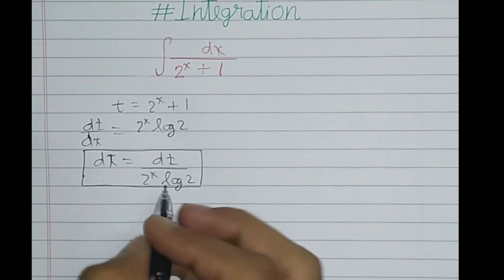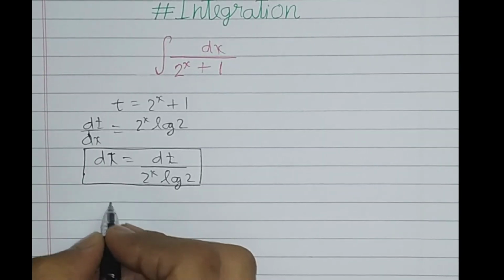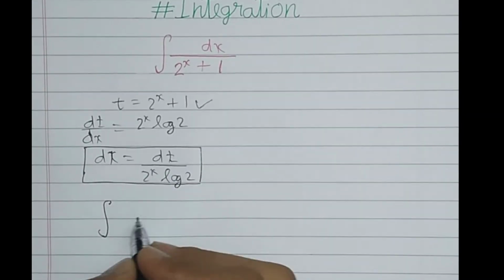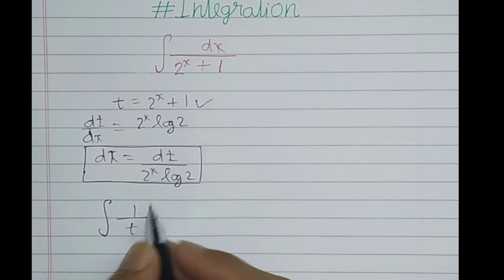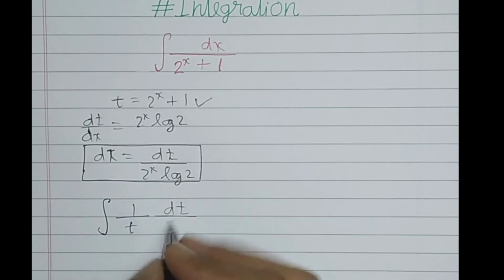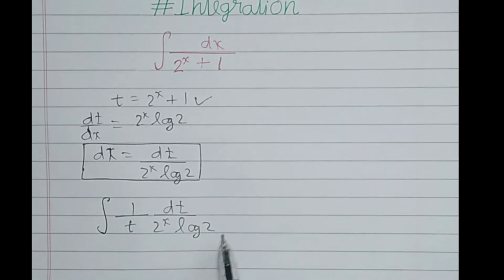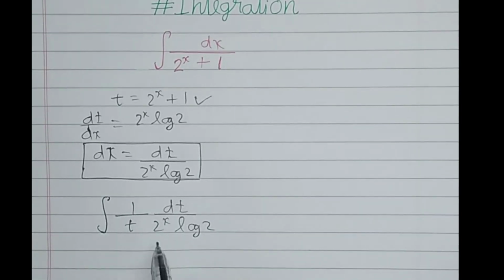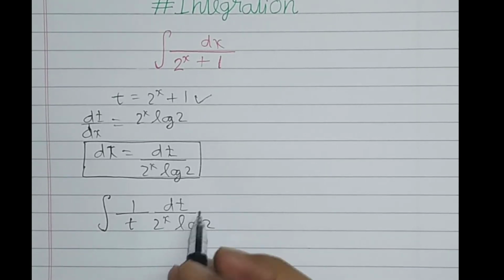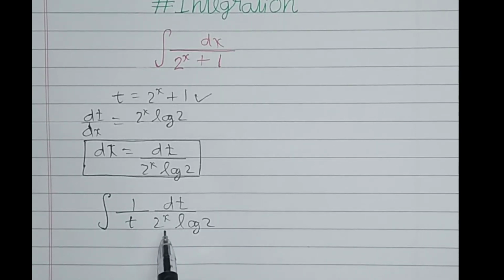So now what to do? Put this value in the integral, which is dx upon 2 power x plus 1. I took 2 power x plus 1 equal to t, so I will put 1 upon t, and the value of dx we have found, dt upon 2 power x log 2. I can see that here it is 2 power x. Now we have to get the whole integral in the form of t. Now what to do with this 2 power x?